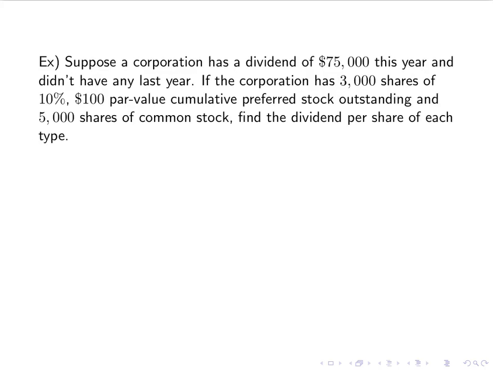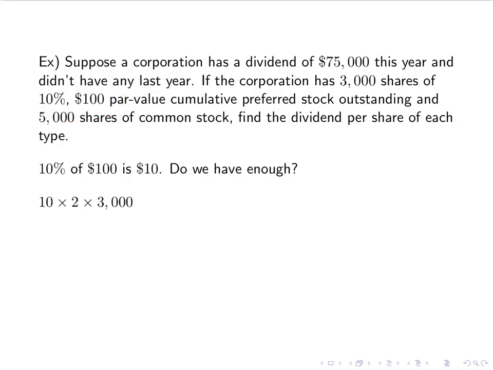So let's try another one. Suppose a corporation has a dividend of $75,000 this year and didn't have any last year. If the corporation has 3,000 shares of 10% $100 par value cumulative preferred stock outstanding and 5,000 shares of common stock, find the dividend per share of each type. So again, we start with what's 10% of 100? $10. Do we have enough? So we multiply the $10 by 2, last year and this year, and then the 3,000 shares that we have.